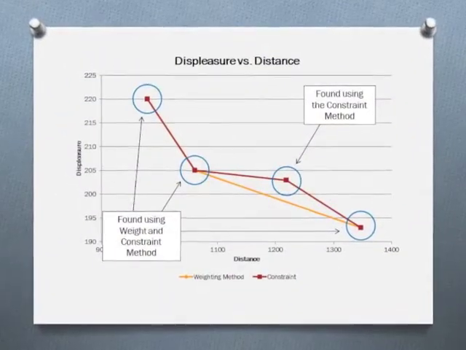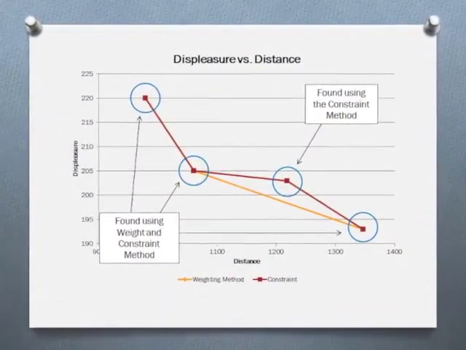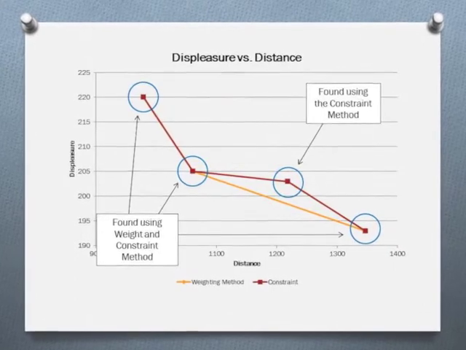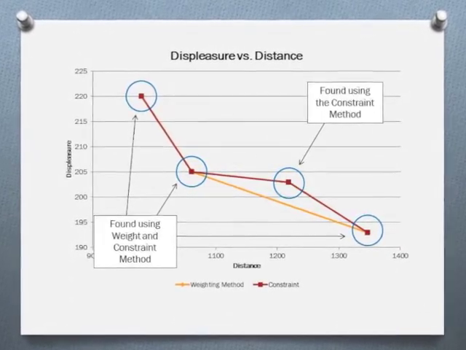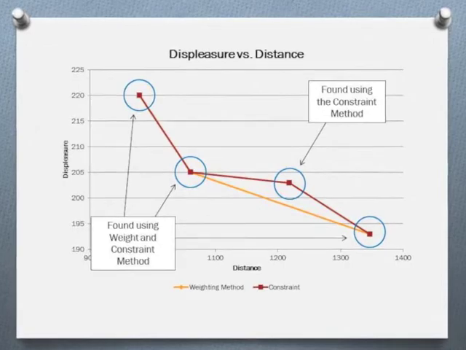4 points are used finding the weight or constraint method. 3 of the points are found using the weight and constraint method, and the other one is found using only the constraint method.